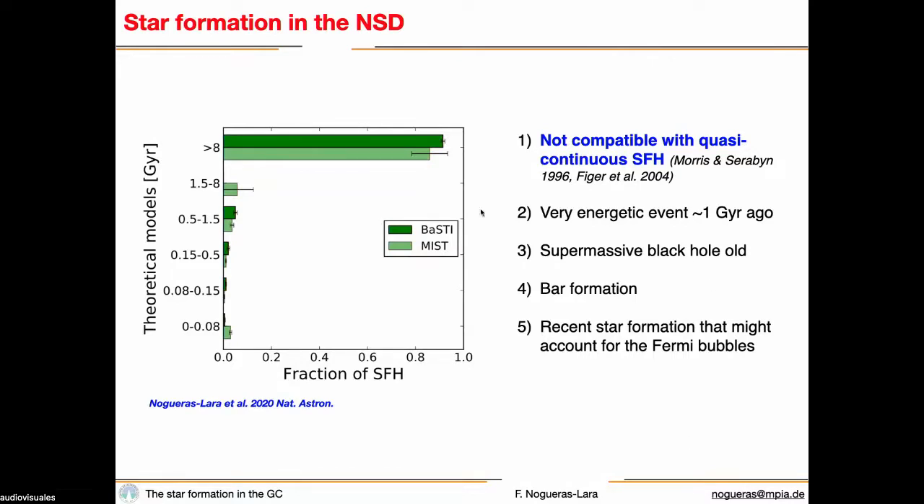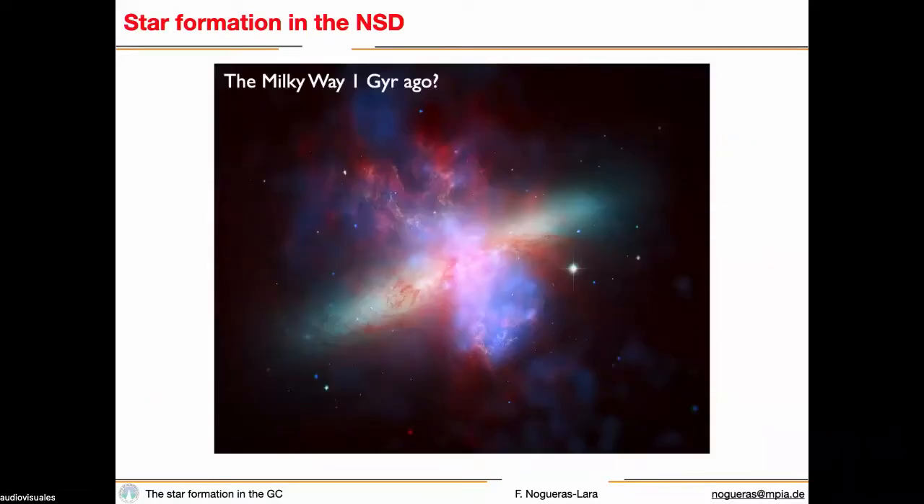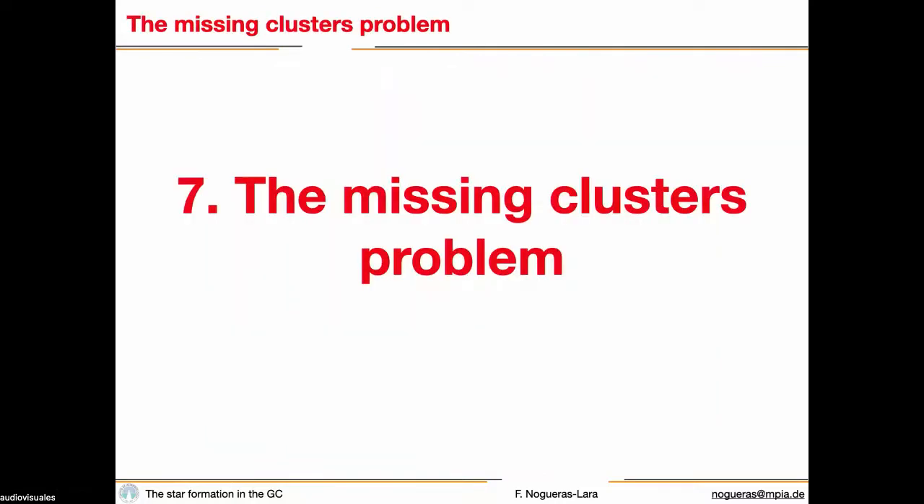And another thing is that maybe this recent star formation that we measure here could be responsible for the formation of these structures that are called the Fermi bubbles. They can be observed in gamma rays. And the idea is that maybe the star formation and all the supernovae that we had quite recently could be responsible for this. So maybe this is a picture of how the Milky Way could have been 1 gigayear ago, like this galaxy with outflows here. So maybe something like this happened at that time.